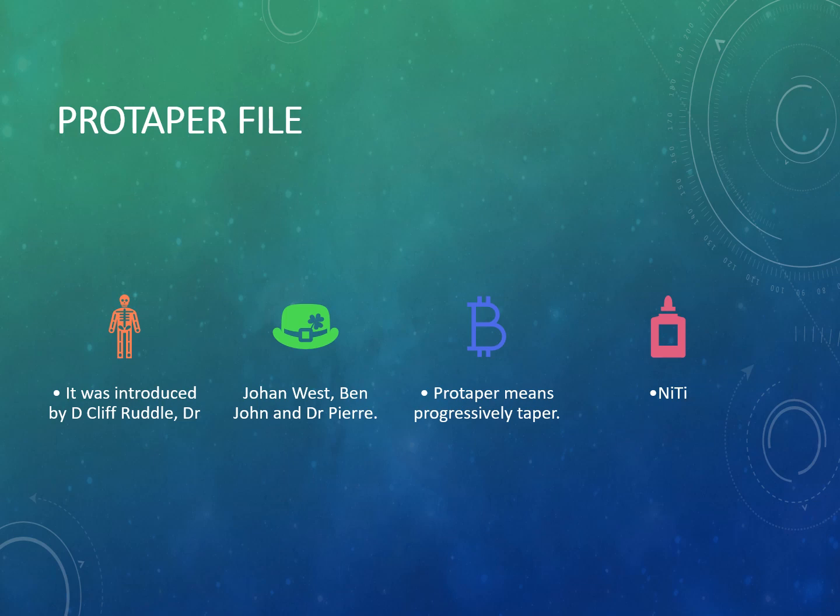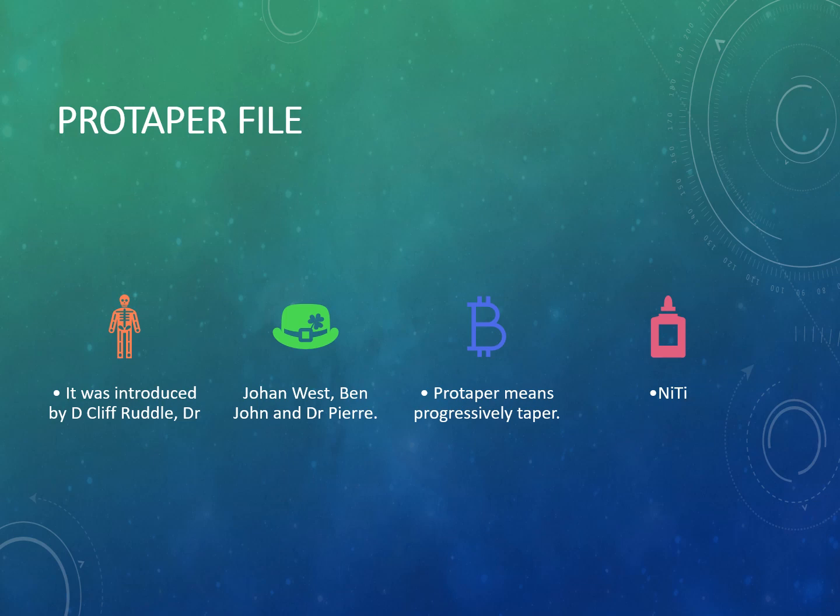So the ProTaper file was introduced by Dr. Cliff Ruddle, Dr. John West, Dr. Pierre Machtou and Dr. Ben Johnson. And what does ProTaper mean? ProTaper, as the name suggests, is called a progressive taper. Usually the taper is uniform for a K file, like 2%. For a K file of size 15 to 20, the taper is 2%, whereas your ProTaper will have a progressive taper. Each and every segment has a different taper.